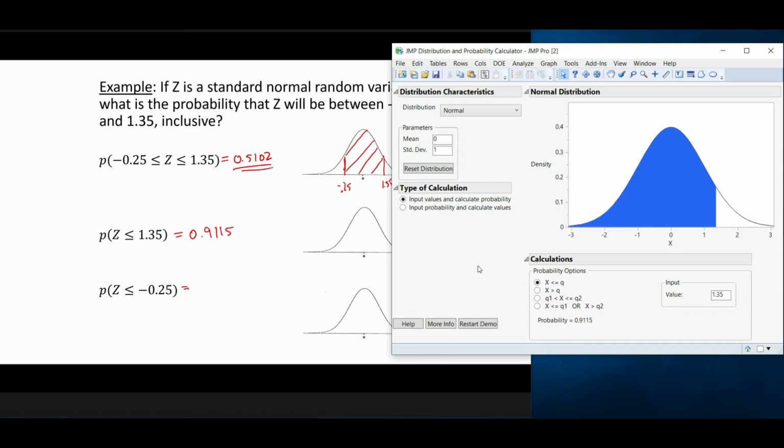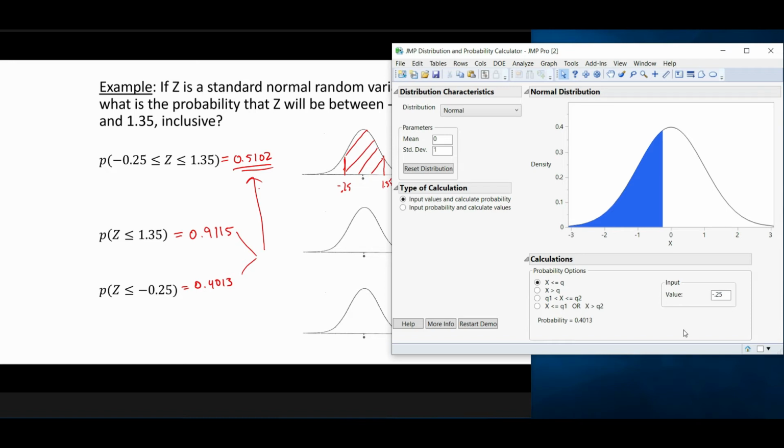And then if I want to find the area that's less than negative 0.25, I can simply type that in, and I'll notice that that gives me about 40% of the area there. And then if you take the difference between those two quantities, you end up getting the 51% of the area that we were looking for originally.